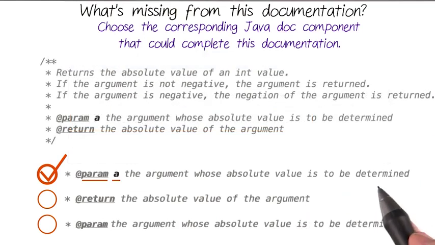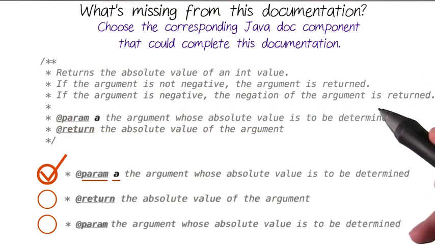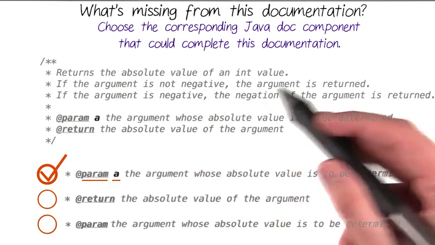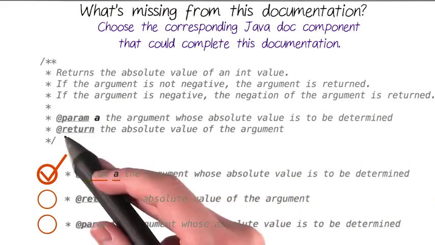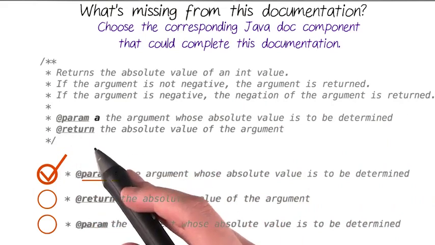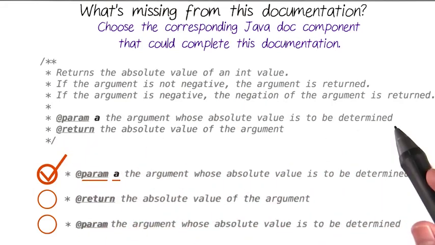So if we include this parameter description line, the complete java.doc comment that goes along with this documentation looks like this. First, a general description that tells us what the function abs does. It returns the absolute value of a given int. Next are our parameters. In this case, there's one parameter, parameter a. And to describe that in a comment, we say @param a, then the description. And that was our correct answer.